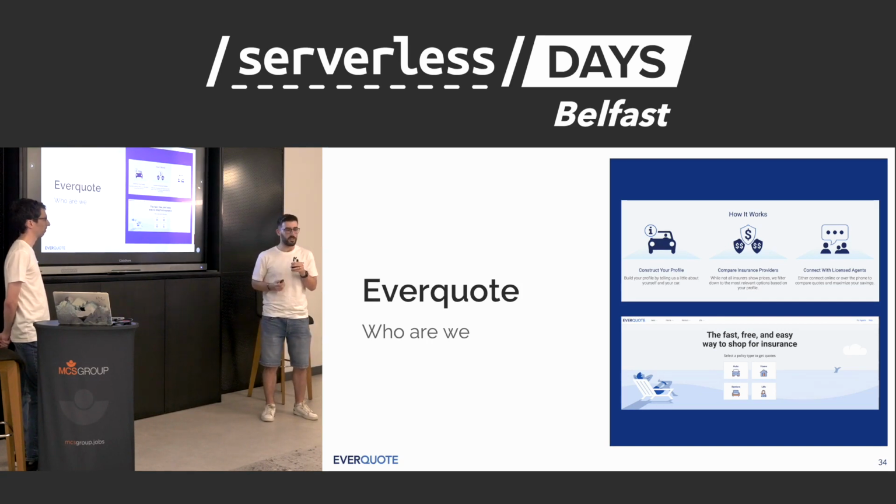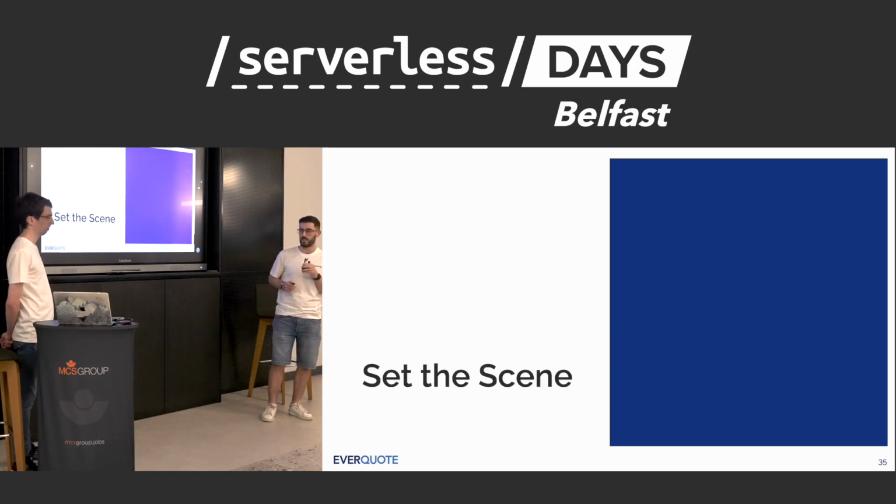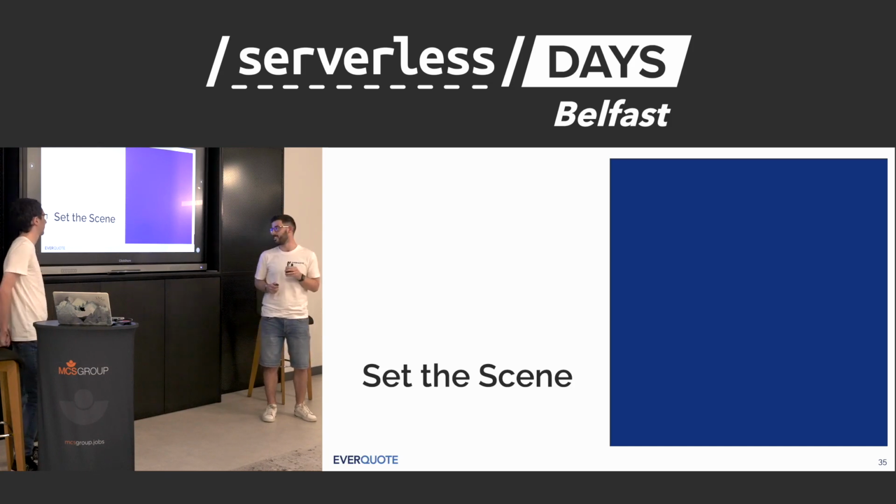You construct your profile, you give us some information about yourself, your home, your car, whatever you want to insure. We will compare insurance providers, match you with the right one, and then connect you either over the phone or online to get a policy. Sounds very simple. I've just oversimplified a really complicated industry, but that's the gist.